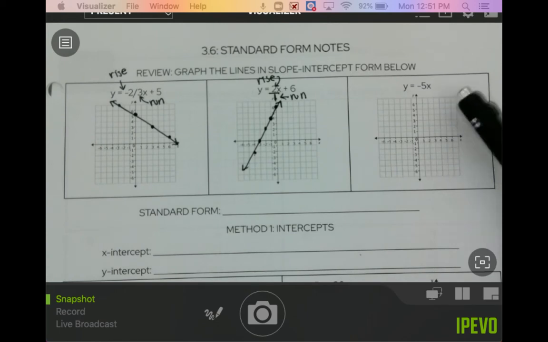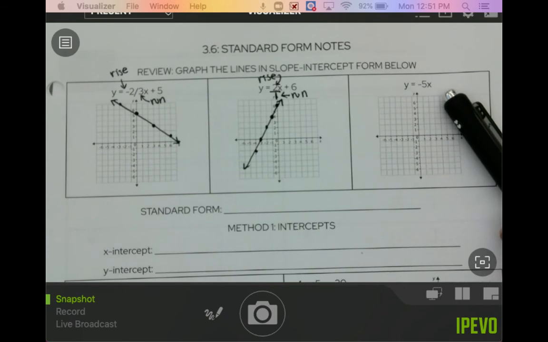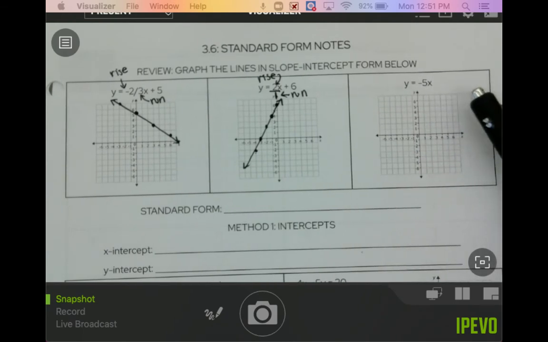Where does this one start? Negative 5 or 0? What do you guys think? It literally says negative 5. Okay, raise your hand if you think 0. For the slope. Raise your hand if you think 0. Okay, who thinks negative 5? It is 0.